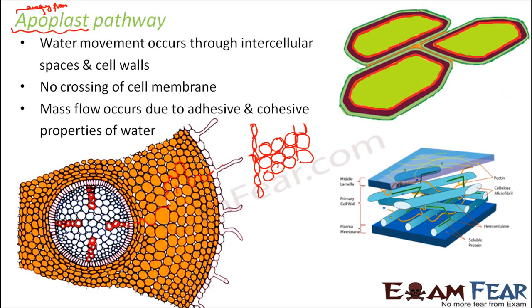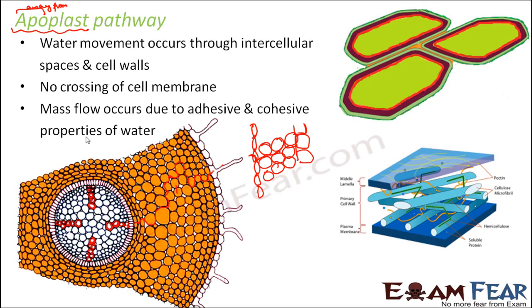Cohesive means all water molecules are bound together by hydrogen bonds. So that attraction between water molecules is called cohesion. And the attraction between water molecules and the surface over which water flows is called adhesion. So because of these cohesive and adhesive forces, water is able to move in this fashion up to the endodermis. So this is how the apoplast pathway occurs.